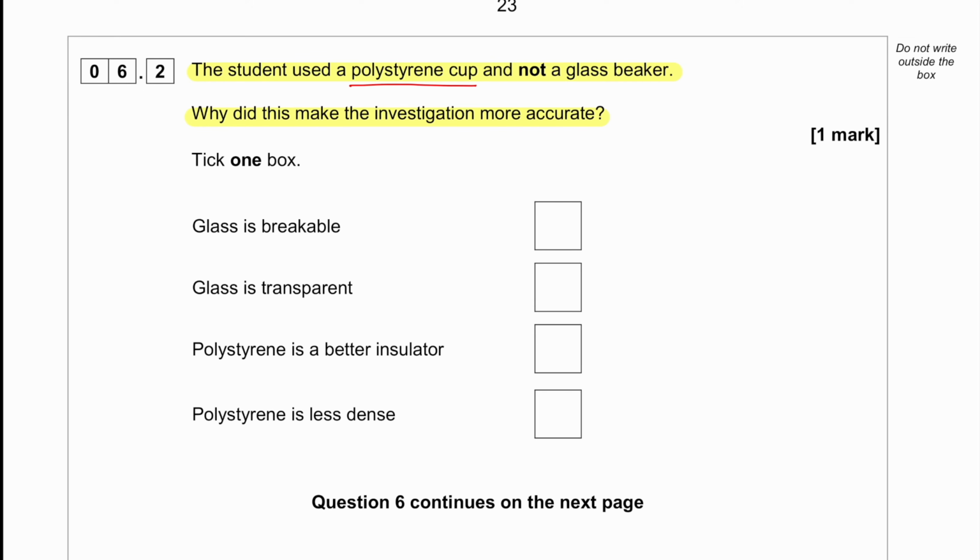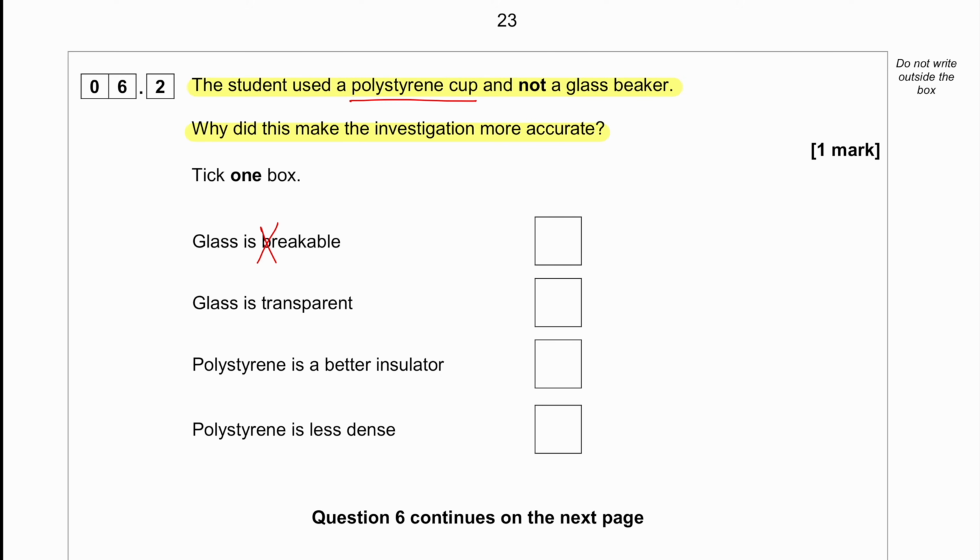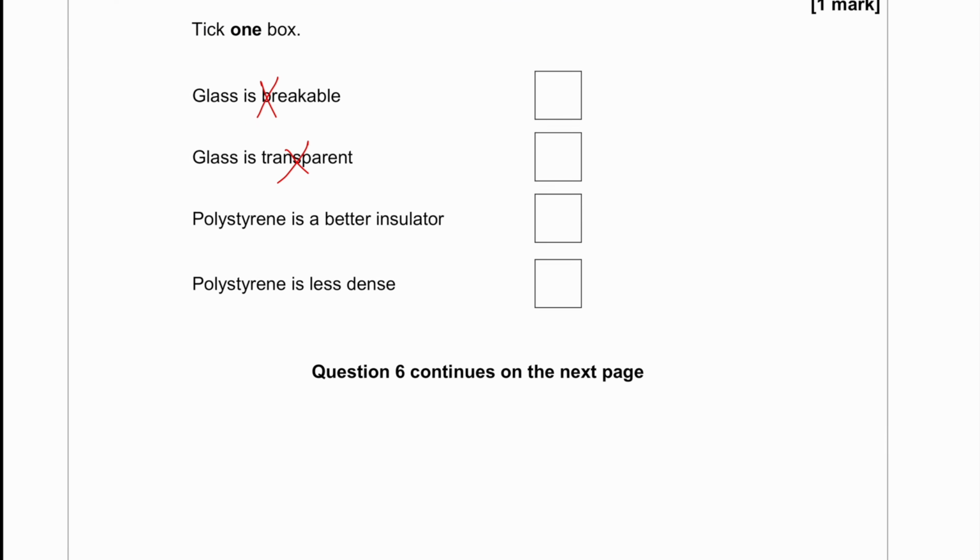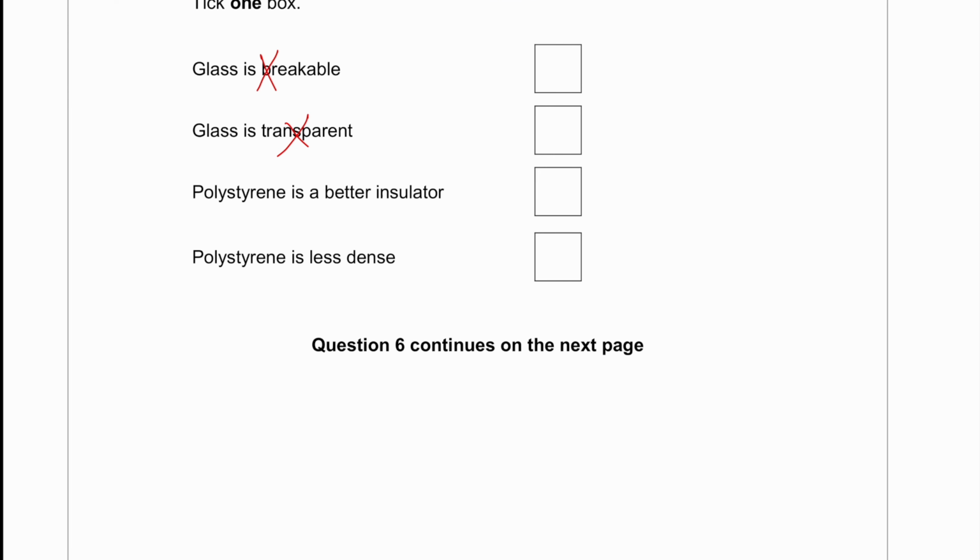The glass by itself, the material, will absorb a lot of heat, which will then make the experiment a little bit inaccurate. Okay, so tick one box. Glass is breakable. All right, so this is not the reason. Glass is transparent, also not the reason, we need insulation. Polystyrene is a better insulator. Definitely polystyrene is a better insulator.